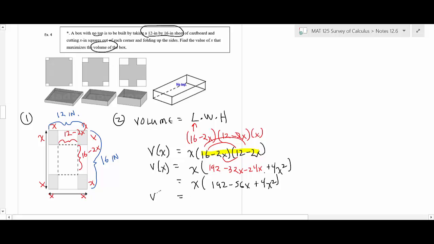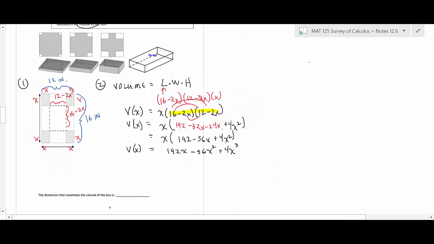So you would have V of x is equal to 192x minus 56x to the second, and then plus 4x to the third. We haven't even done any calculus yet. We're just getting ready to do calculus. Everybody with me? Okay.